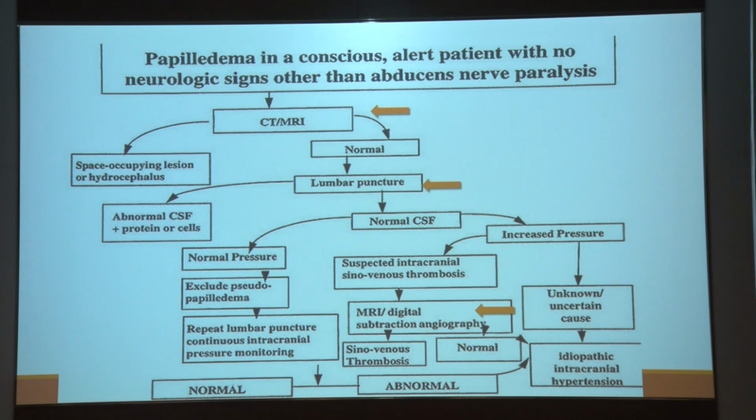Then in that case, if it's a raised intracranial pressure, you have to do an MR venography. So venography will identify whether there's a venous sinus thrombosis that's causing a raised ICP, and if not, then probably it's a case of idiopathic intracranial hypertension. And accordingly, the management would depend.